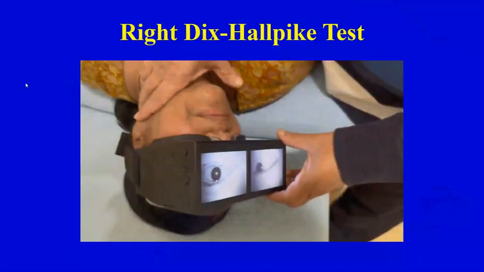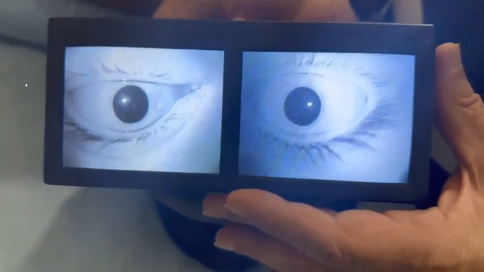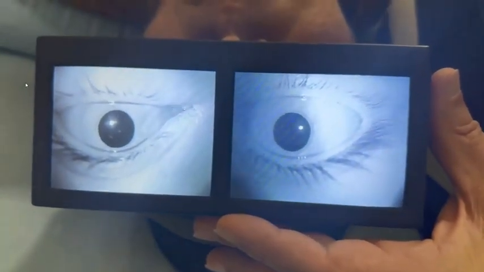The left Dix-Hallpike test was also done in this patient. That also shows a non-persistent, slow crescendo-decrescendo, semi-paroxysmal left torsional downbeating positional nystagmus.